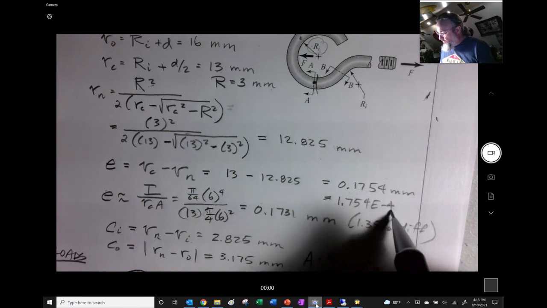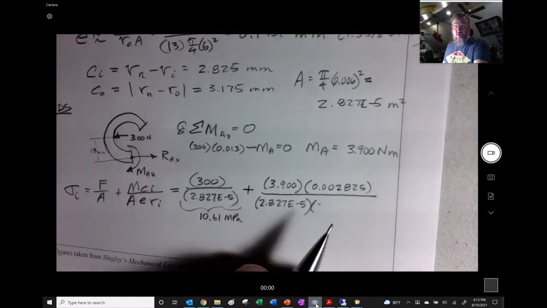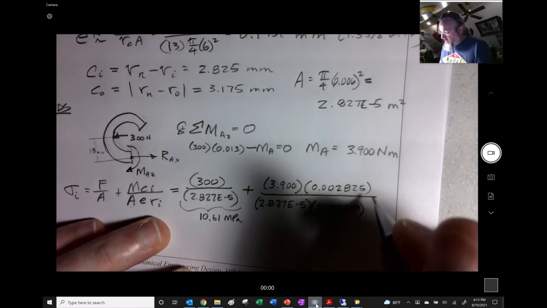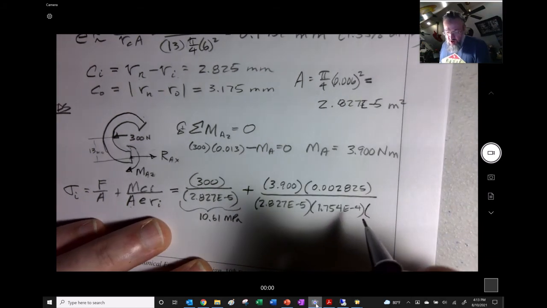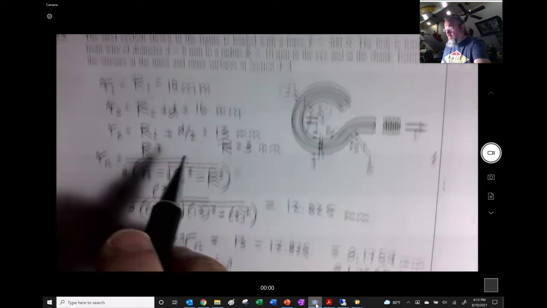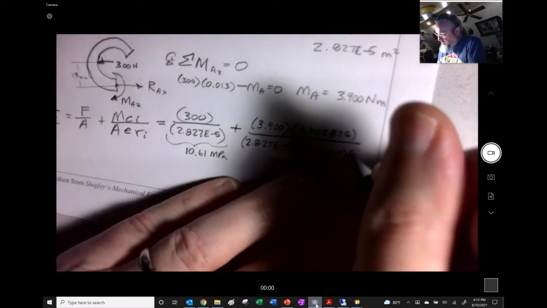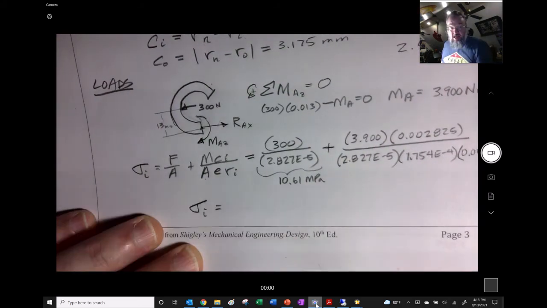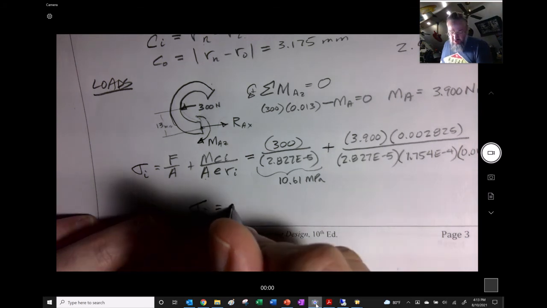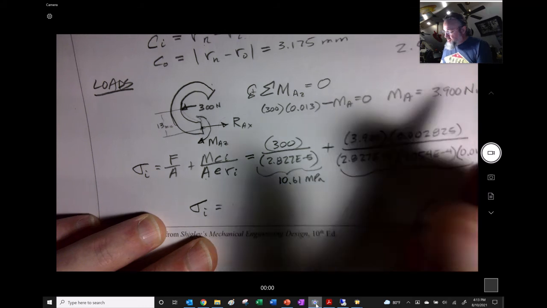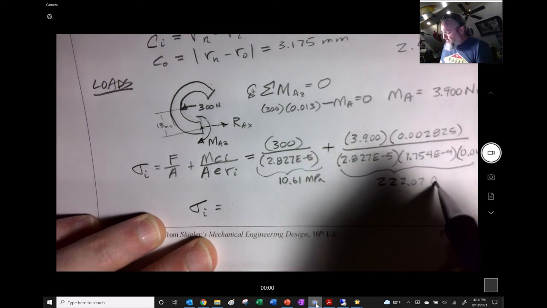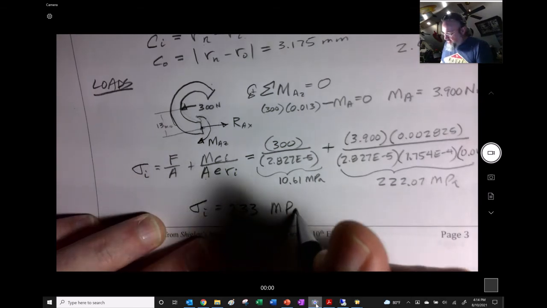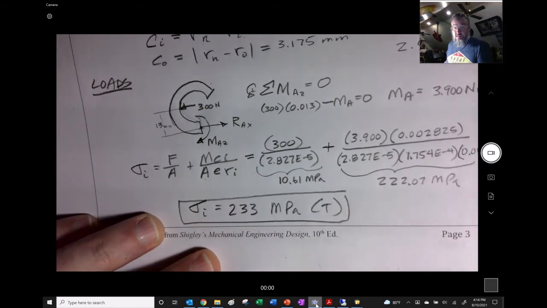Okay, so by the way, that's the same thing as saying 1.754 E minus 4 meters, right? Might as well not go crazy with the decimal places, 1.754 E minus 4. And r_i, which was 10, right? So r_i, if you remember at the top, was 10 millimeters, or 0.01. We work through all of that, and we have the inside stress. The stress on the inside is going to be, just as a means of comparison, 222.07 megapascals. So this is going to be 233 megapascals in tension is the answer that we get right here.